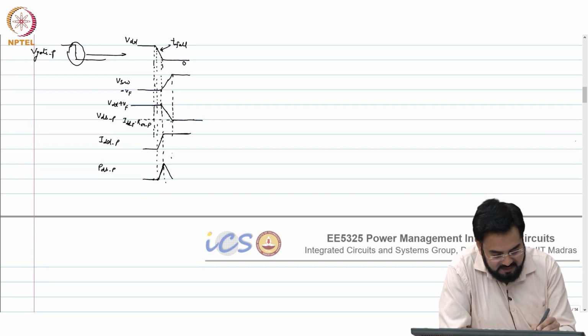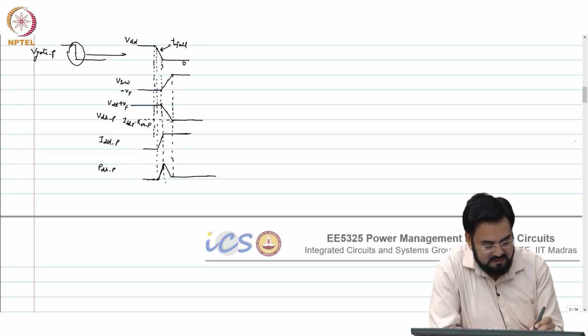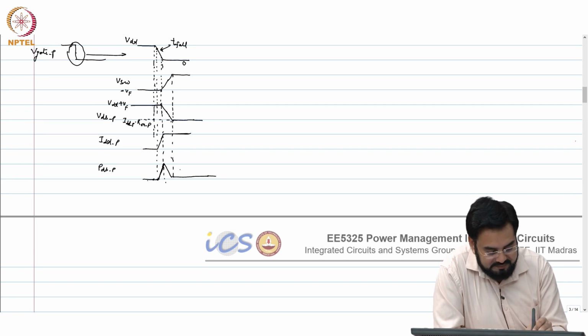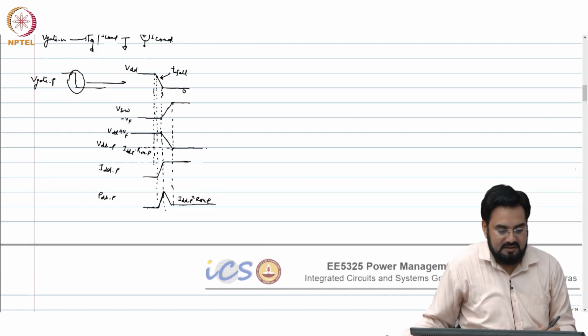Okay. So, what will be? So, this was 0, but this will not be 0. This will be how much? What will be this power? IDD square, IDD P square around P.